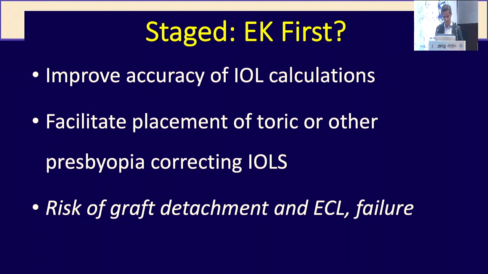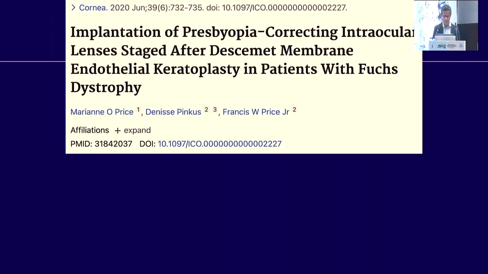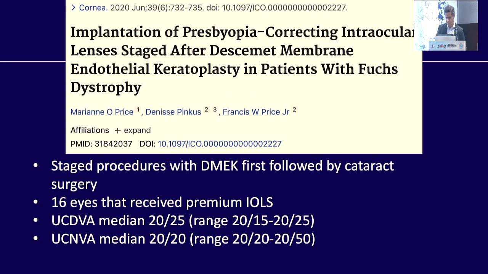So it's important to inform the patient properly before you go ahead. This is a paper from Melles' group, looking at phakic and pseudophakic eyes with Fuchs. They had similar BCVA, endothelial cell loss and rebubbling at 6 months. 17% cataract surgery rate in phakic DMEK at 5 years. So EK first might be preferable for young patients with residual accommodation, as we discussed earlier. A previous paper from Price's group, staged procedure with EK first, had 16 eyes that received premium IOLs, and all patients had good results, 20/25 with distance acuity, and near was 20/20.